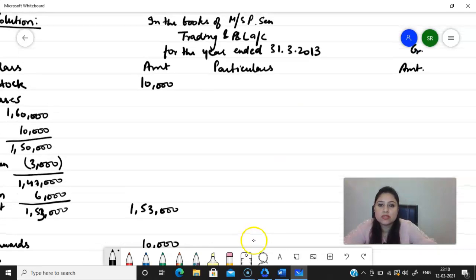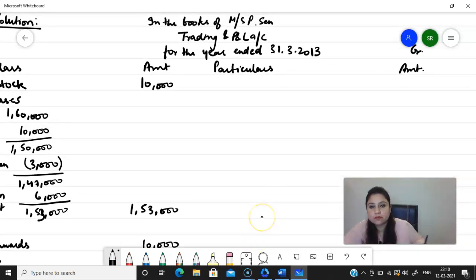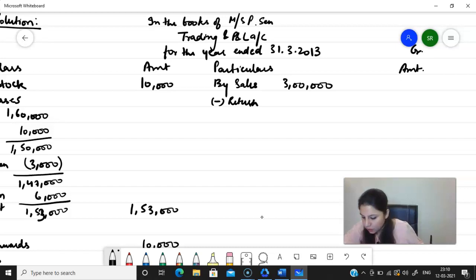Now moving on to the sales part. Here, the sales amount that has been given to us is 3 lakhs, out of which we would be deducting the return inward, which is 16,000.